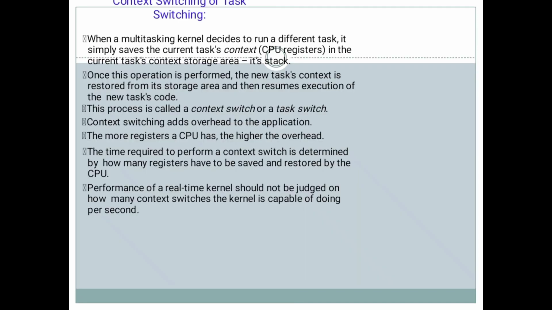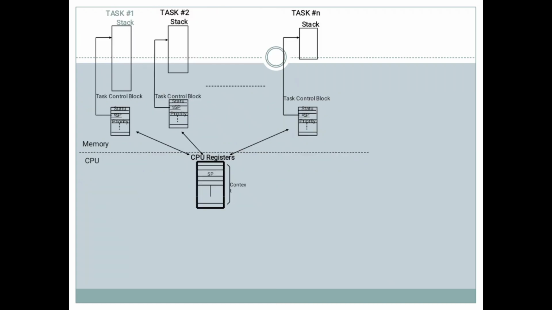So this is context switching, or task switching. When the multitasking kernel decides to run a different task, it simply saves the current task's context in the current task's context storage area. This process is called a context switch or task switch. Switching adds overhead to the application. The more registers a CPU has, the higher the overhead. The time required to perform a context switch is determined by how many registers are being used. This is the diagram for tasks 1, 2 and n, which are all connected with the CPU registers.